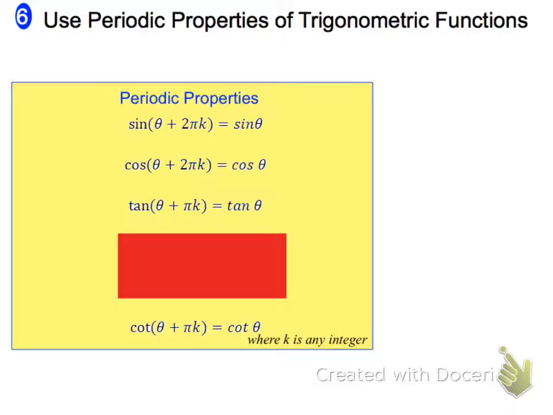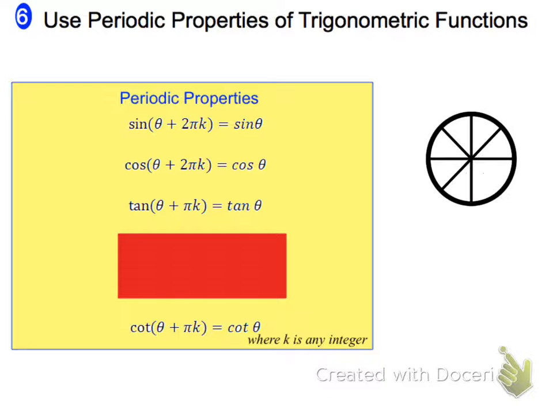The last set of properties we want to talk about is the periodic properties of the trig functions. Now, the one thing you need to know is that when I say periodic, a period is basically how long the function takes before it starts repeating answers. So it's one cycle of the function before the answers start getting repeated.